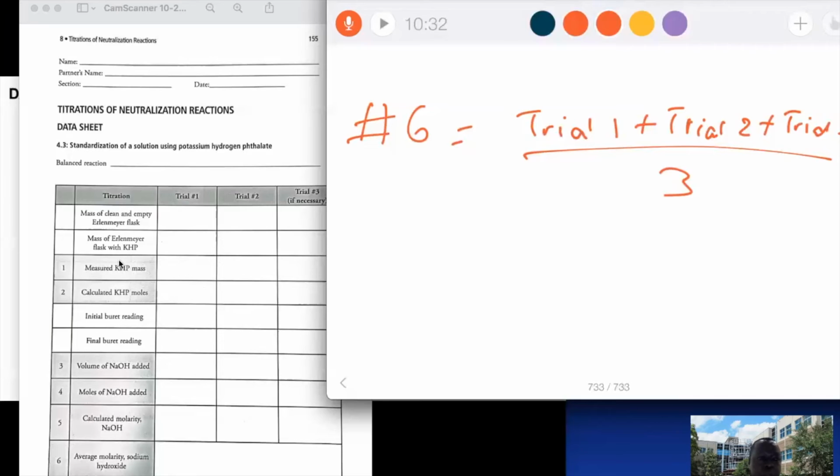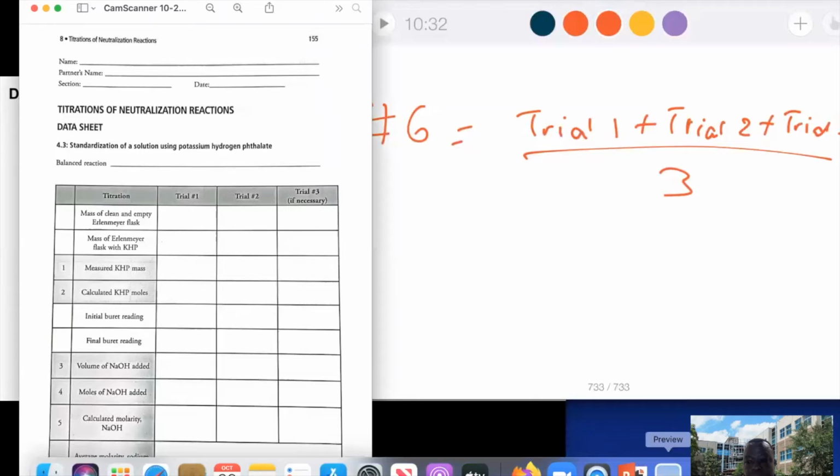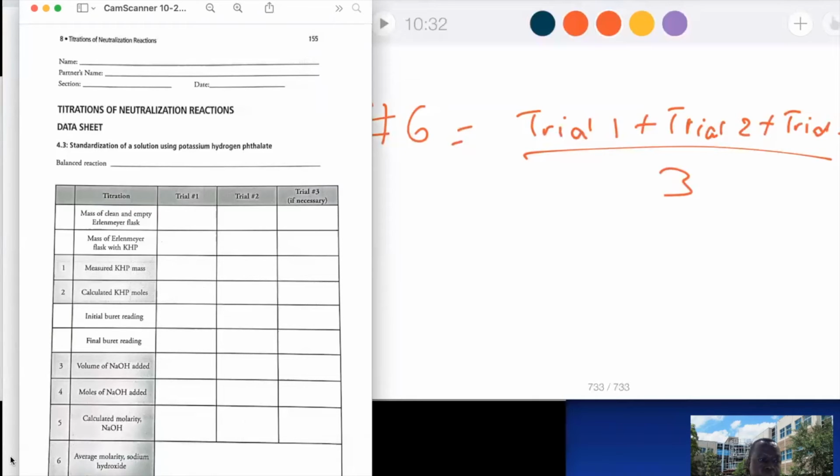So that will take care of section 4.3. Please remember to write the balanced equation. I'm gonna write the balanced equation here. Otherwise, you lose points for that.